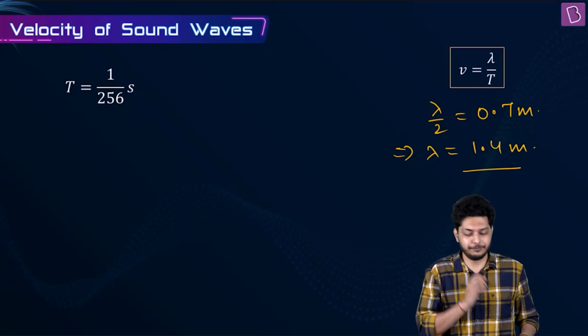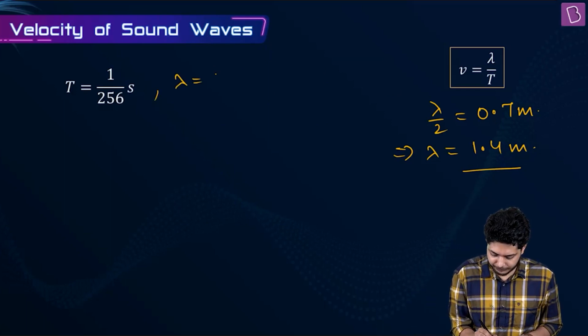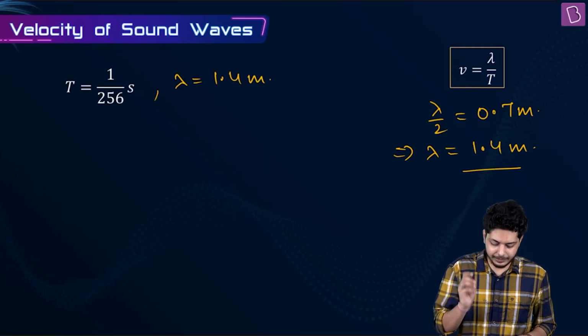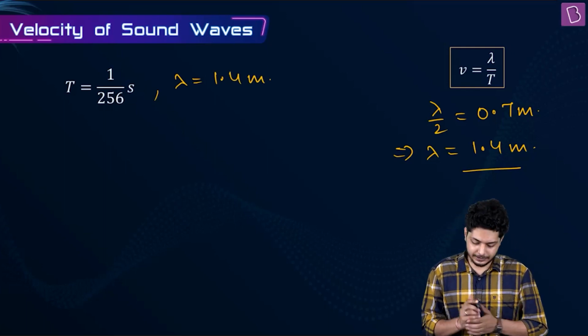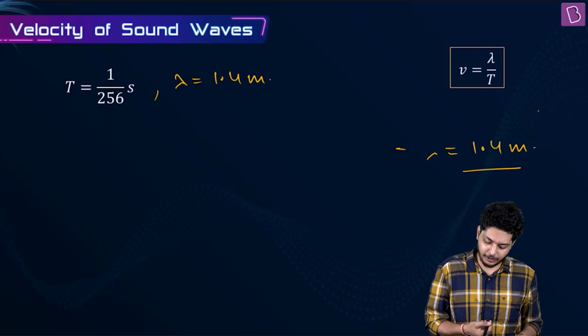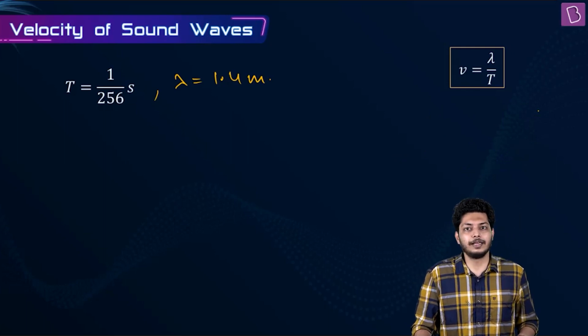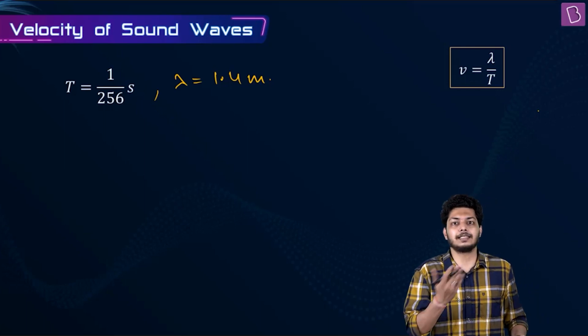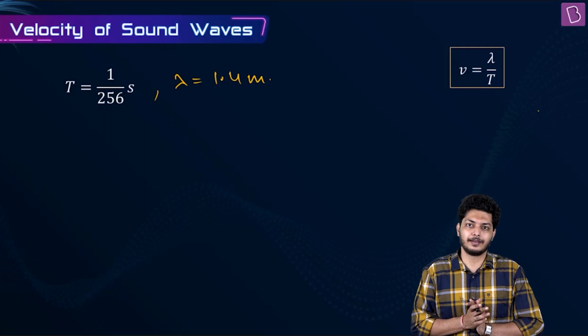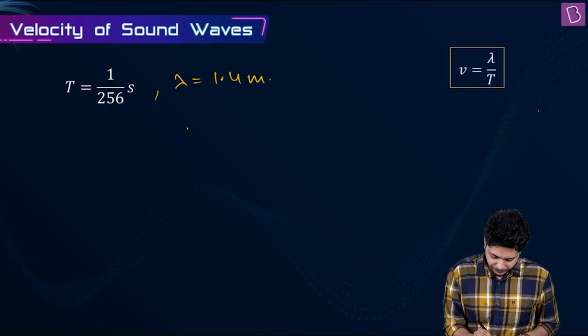Lambda is 1.4 meters. Time period is 1 by 256 seconds. You have the formula on your screen as well. The formula is speed is equal to wavelength by time period, or speed is equal to lambda, wavelength, into frequency of sound. Correct? Okay. So V is equal to lambda by T.